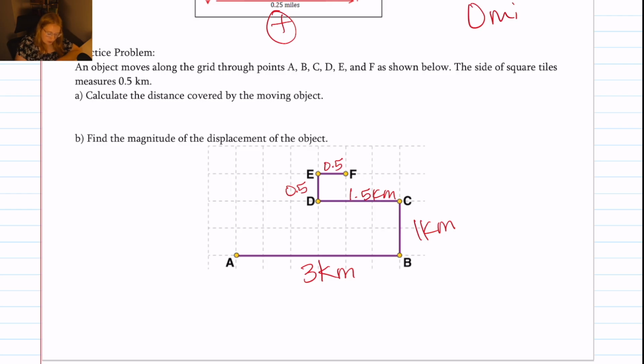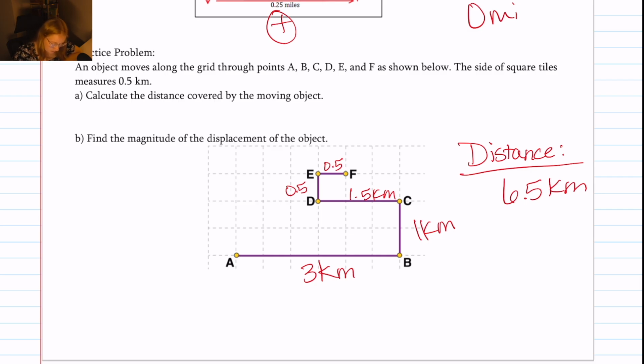Okay, so if we want to know the distance, I just need to add it up. So I'm going to add up 3 plus 1 plus 1.5 plus 0.5 plus 0.5. So let's see, that's 4, 5.5, so 6.5 kilometers total. I don't need to give a direction because it's distance, that's scalar. So 6.5 kilometers, we don't care what direction. Displacement is going to be tougher.